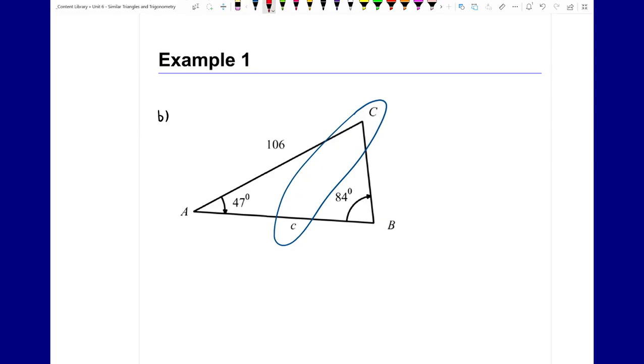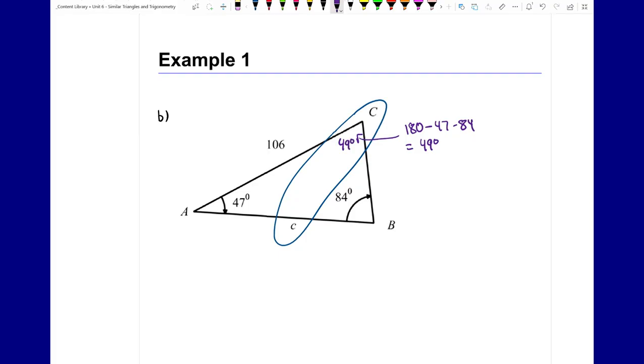Now the only thing is, it's an empty pair. It's completely empty. I know nothing about this pair. I don't even have an angle. However, I do have two other angles in this triangle. So I can actually find this third angle by doing 180 minus 47 minus 84, which gives me an angle of 49 degrees.